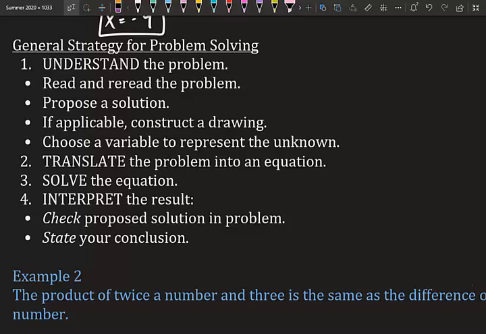Alright, step 2 is to translate the problem into an equation. So put it into numbers. Solve the equation is step 3. Step 4 is to interpret the results. To interpret is to check the proposed solution and state your conclusion. Meaning, make sure your answer makes sense. It shouldn't be out of the ordinary, right?